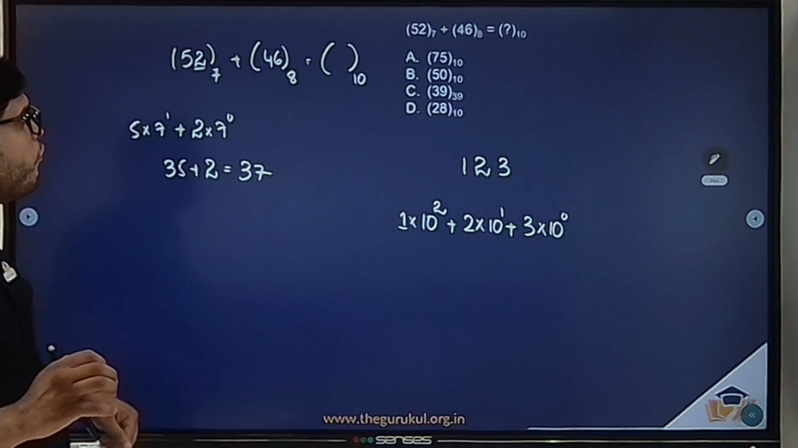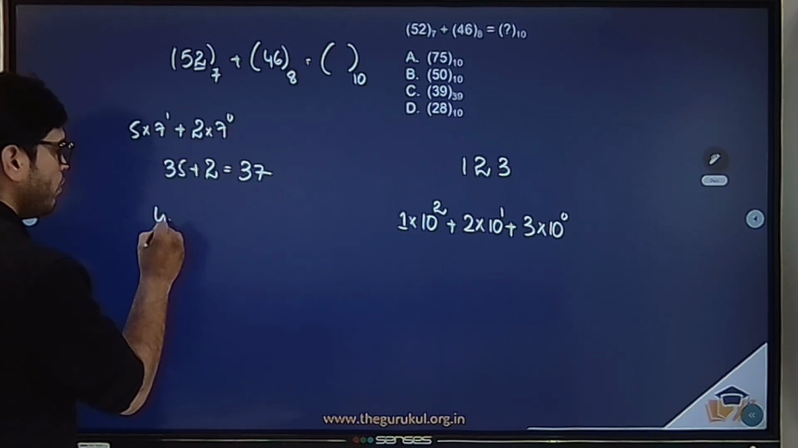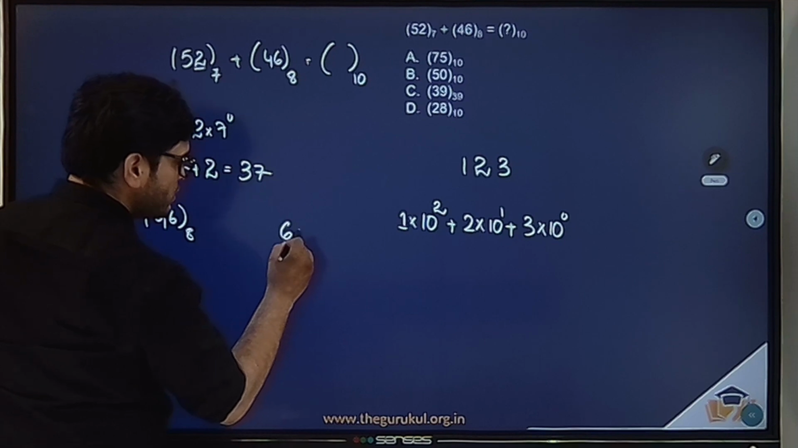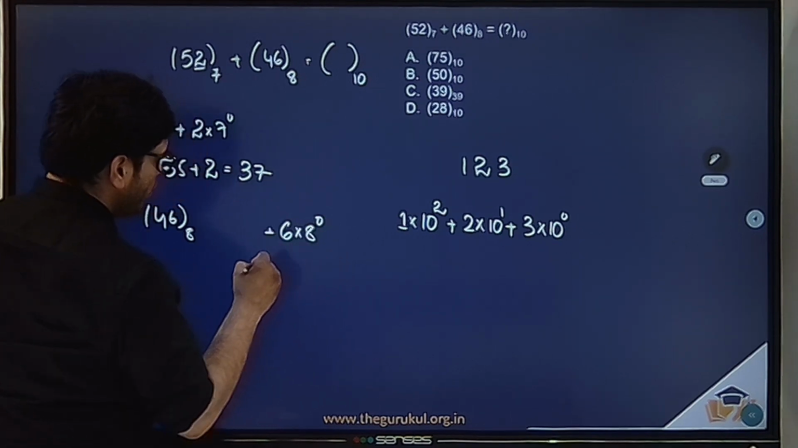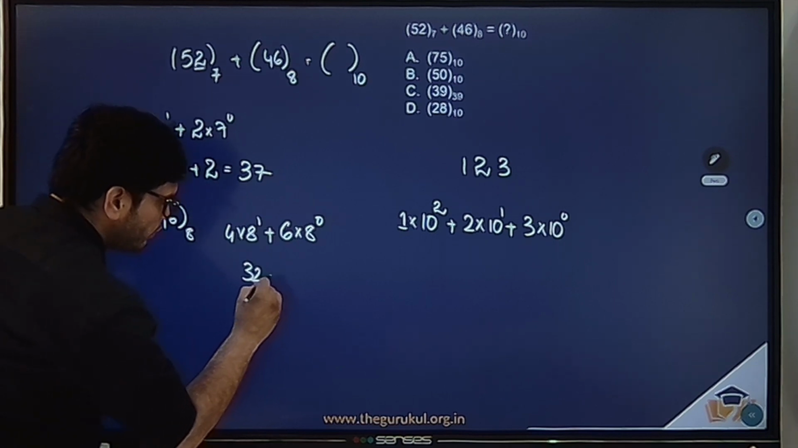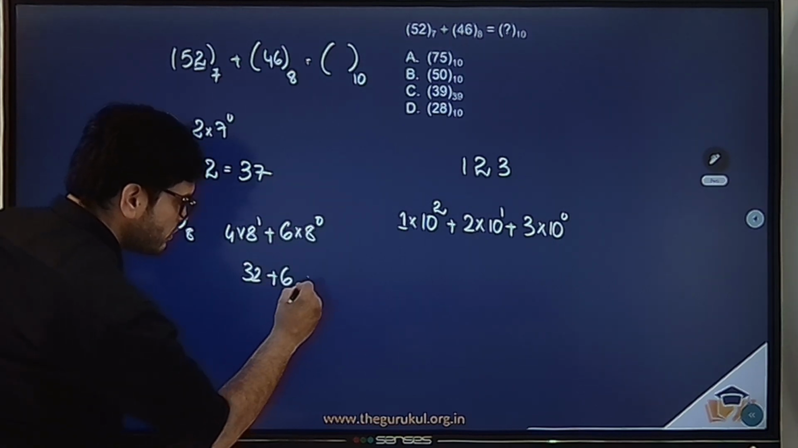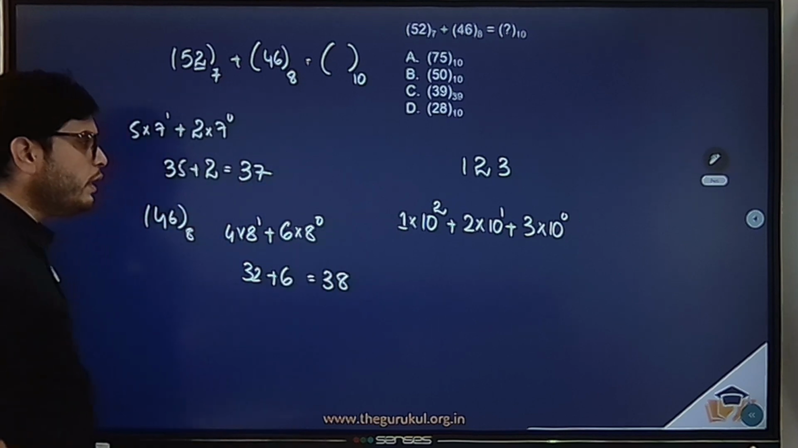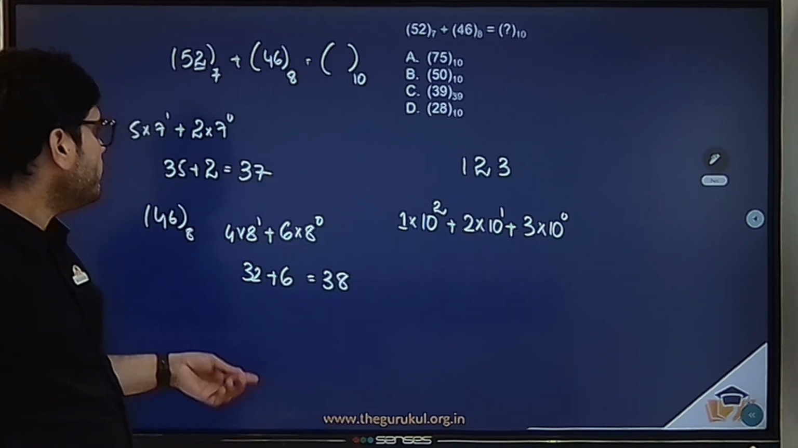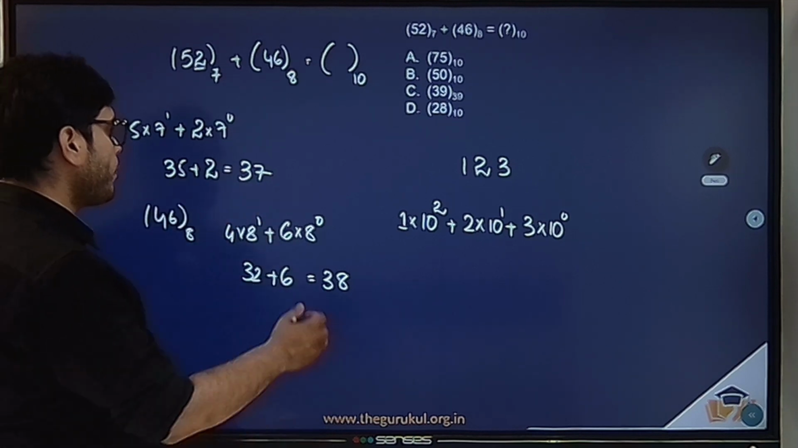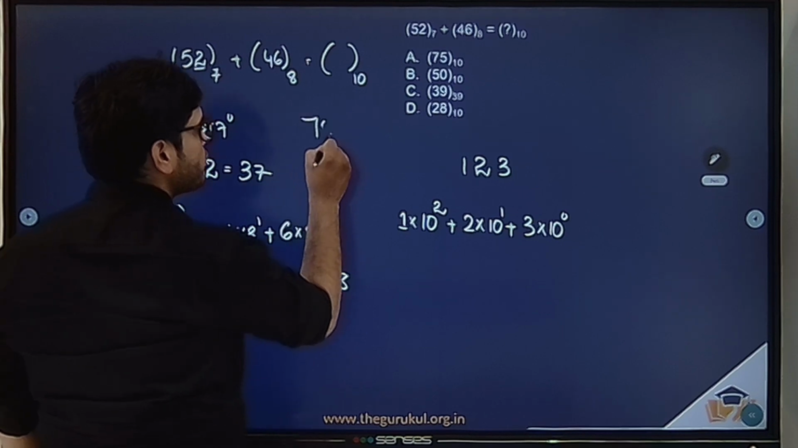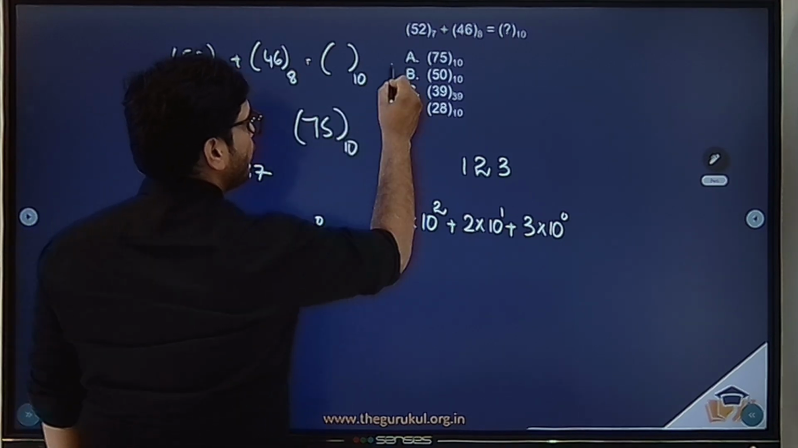Now coming to 46 in base 8. This would be the same as 6 into 8 power 0 plus 4 into 8 power 1. So we have 32 plus 6 into 1, 6. So this is nothing but 38 in base 10. So what was asked? We are asked to find the sum of these two. So 37 plus 38. So the answer for this question should be 75 in base 10.